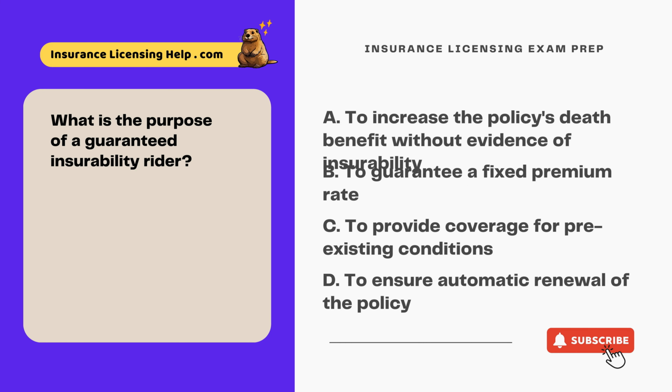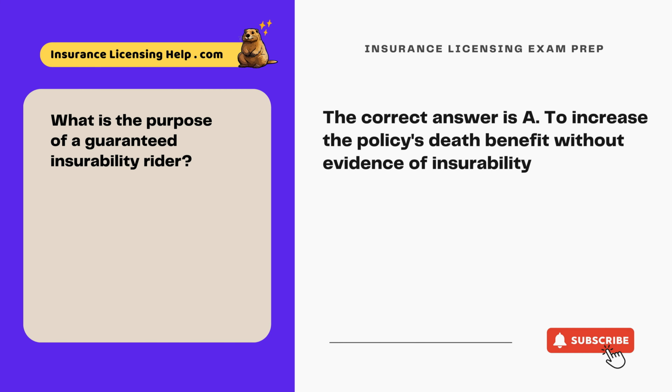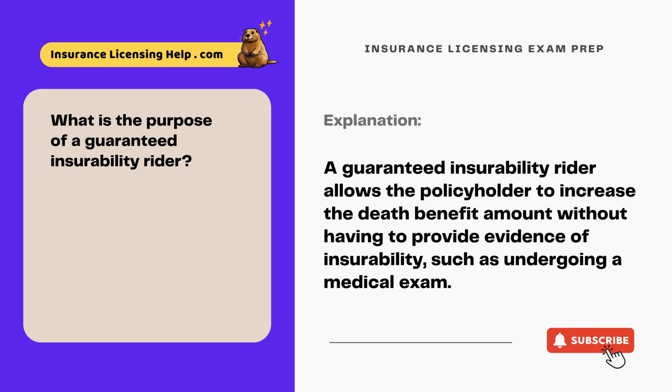What is the purpose of a guaranteed insurability rider? A. To increase the policy's death benefit without evidence of insurability. B. To guarantee a fixed premium rate. C. To provide coverage for pre-existing conditions. D. To ensure automatic renewal of the policy. The correct answer is A. To increase the policy's death benefit without evidence of insurability. A guaranteed insurability rider allows the policyholder to increase the death benefit amount without having to provide evidence of insurability, such as undergoing a medical exam.